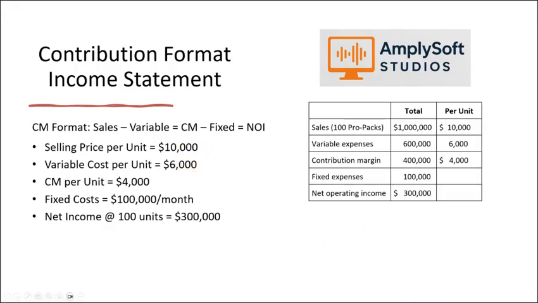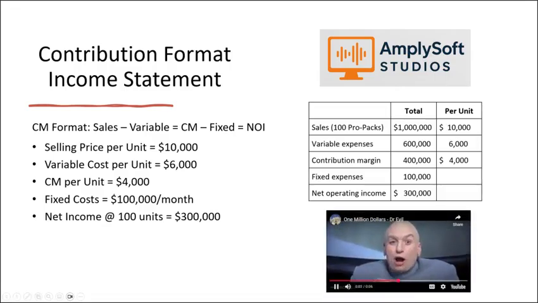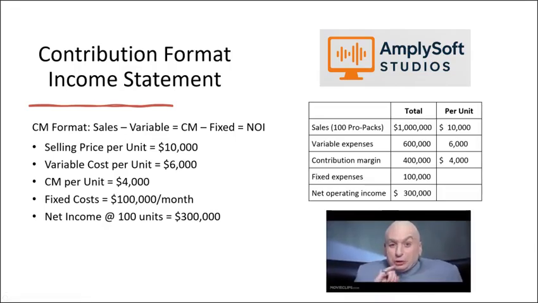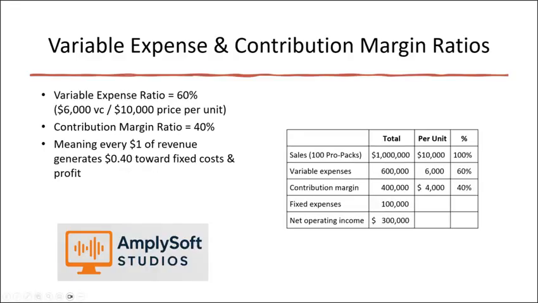So, if they have 100 sales of Pro Packs at a cost of $10,000 each, what is that in total revenues? Oh, you know what that is. $1 million. Yes, Dr. Evil is correct. It's $1 million. The variable cost is $600,000, which yields contribution margin of $400,000. Our fixed expenses of $100,000 show that there's net operating income of $300,000 for the month.